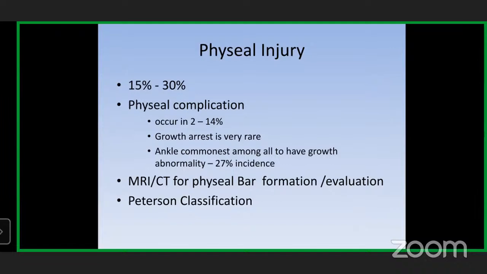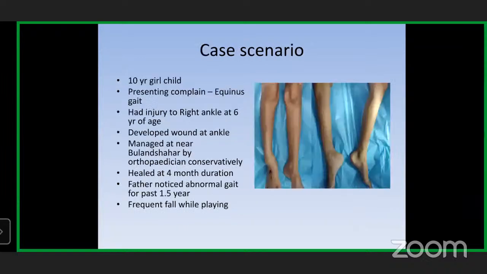What we see is that the ankle is the commonest site of deformity after physeal injury. We can assess physeal injury on X-ray, or we can do MRI or CT scan to see physeal bar formation or evaluation. We classify the physeal injury by the classification that everyone knows.